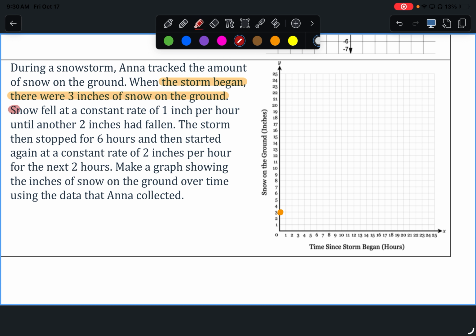Then, the snow fell at a constant rate of 1 inch per hour until another 2 inches had fallen. So 1 inch per hour is our slope. That means our slope is just going to be 1 until 2 inches have fallen. So I'm going to go up 1 over 1, up 1 over 1, and draw that. The graph is really big because I screenshotted it directly from Delta Math.